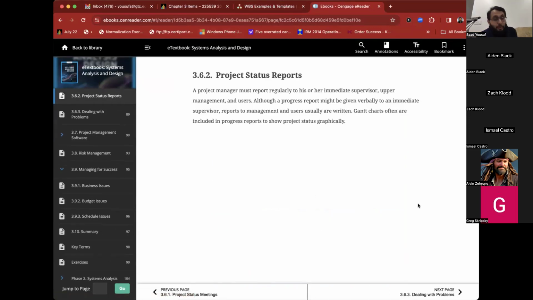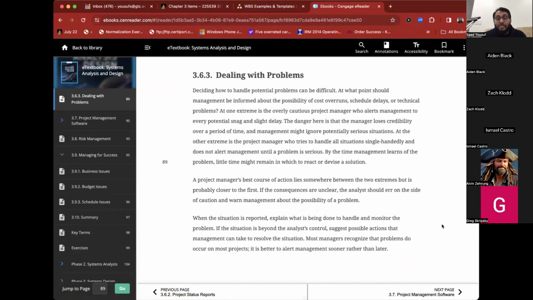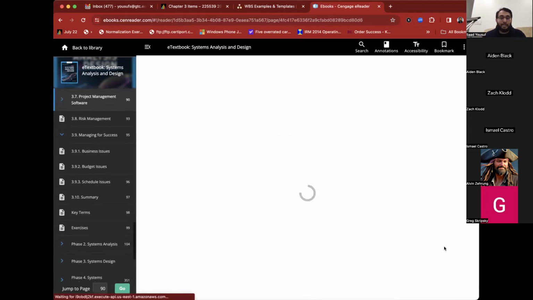Next comes another very important component where the project manager has to start preparing the reports. And then also at the same time, the project manager has to start dealing with the problems. Some of these problems could get serious, like, for example, team members not getting along or people moving away from the project to other projects. Different kinds of serious situations can occur. A project manager's best course of action lies between two extremes, which are there is a project manager that reports on every little thing that happens, and then there is a project manager who doesn't report on anything. So you got to find a good medium in between the two extremes.